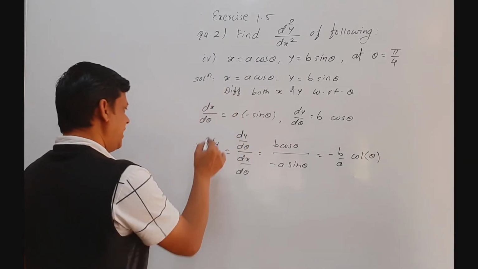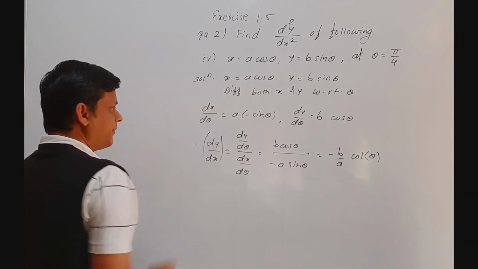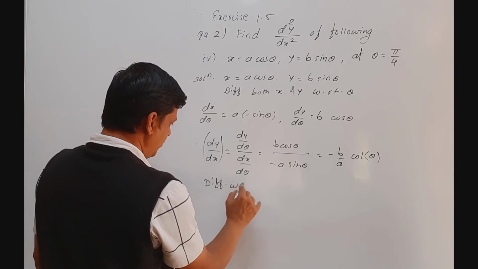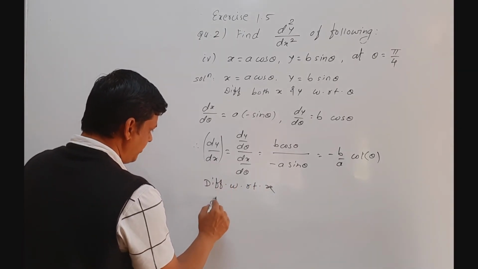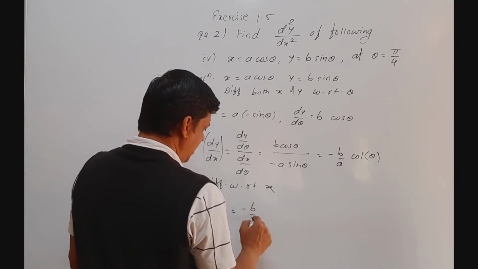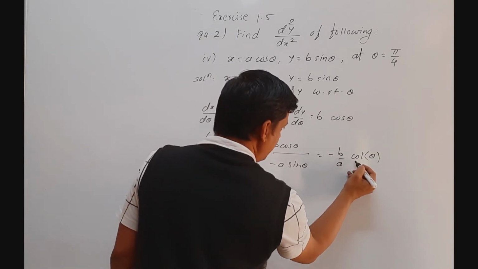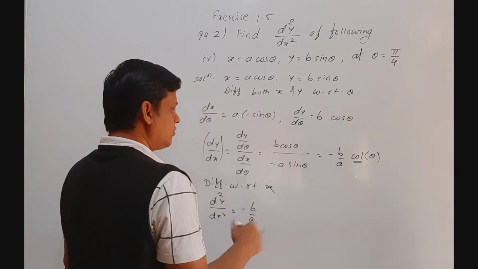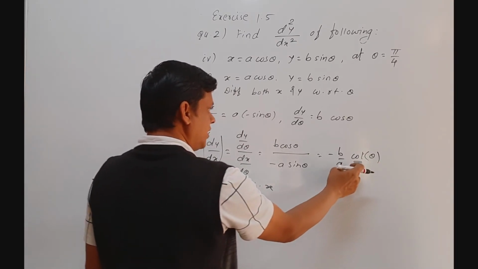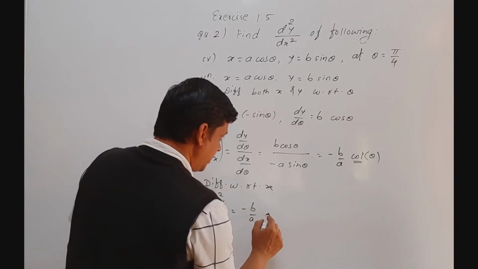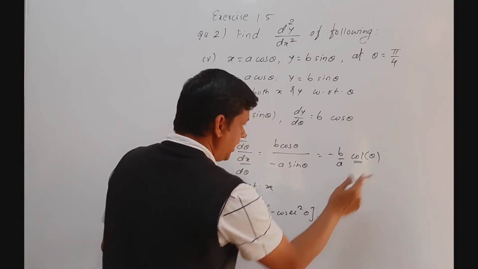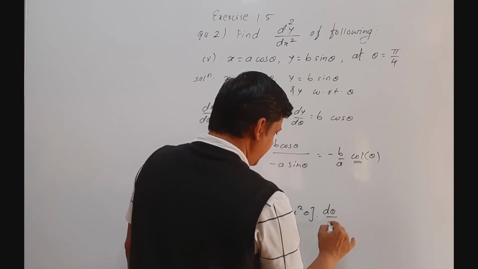Now we have to find d2y by dx2. So we have to differentiate this function with respect to x. So write differentiate with respect to x. So derivative of dy by dx we write d2y by dx2. Here minus b by a is constant. So we find derivative of this outer function first, because we differentiate with respect to x and here the parameter is theta. So first we find the derivative of the outer function. Derivative of cot is minus cosec square theta into derivative of theta with respect to x, we write d theta by dx.